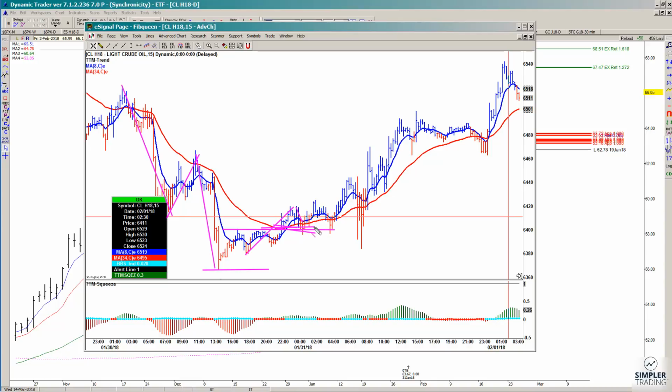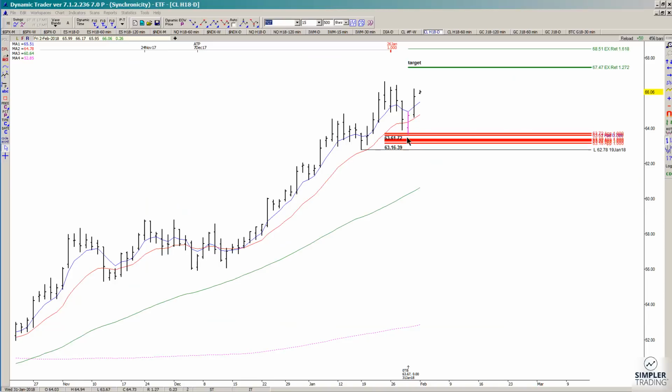So when both of those things occurred, you had reason to trade crude oil from the buy side with your initial risk either defined underneath this low or underneath the low end of the zone, which would have been underneath 63.61. Now, obviously, you can see that we've had a beautiful rally since then.